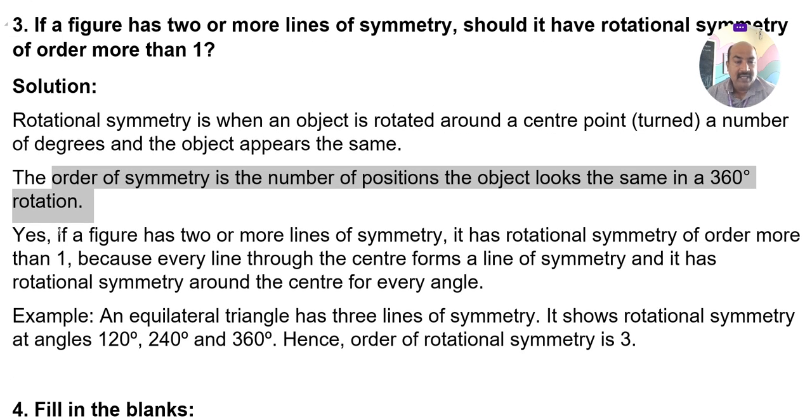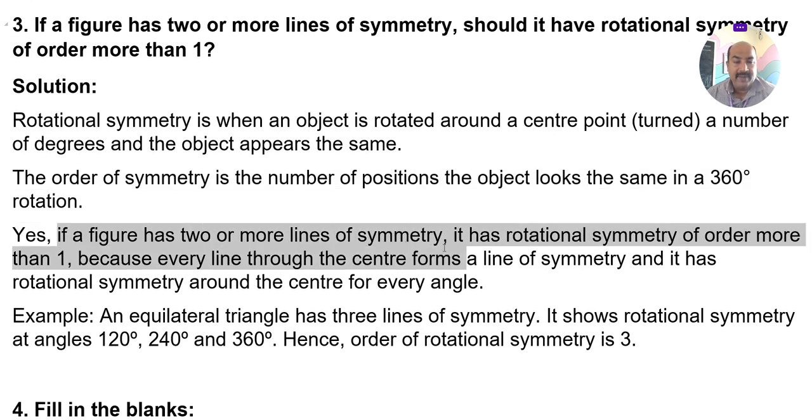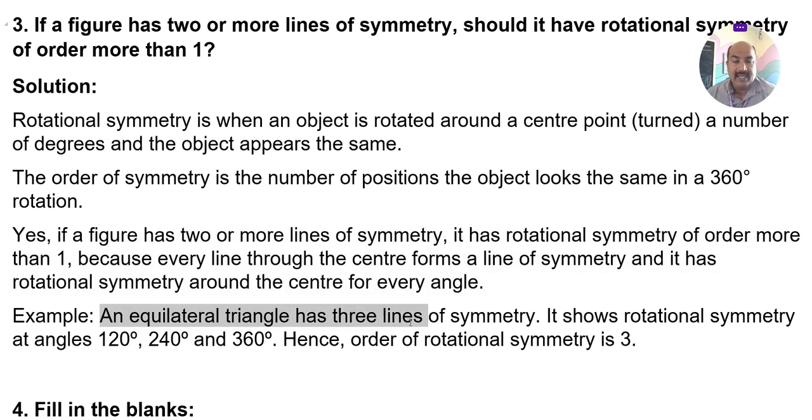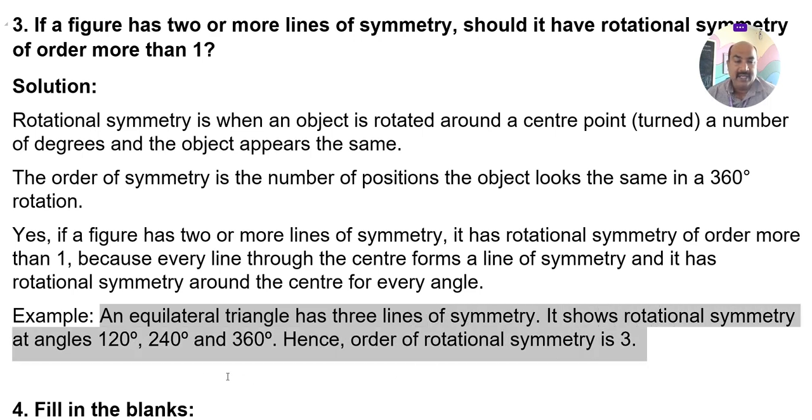Yes, if a figure has two or more lines of symmetry, it has rotational symmetry of order more than one, because every line through the center forms a line of symmetry and it has rotational symmetry around the center. Example, an equilateral triangle has three lines of symmetry. It shows rotational symmetry at angles 120 degrees, 240 degrees and 360 degrees. Hence the order of rotational symmetry is also 3.